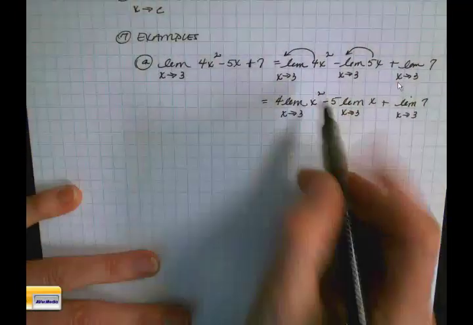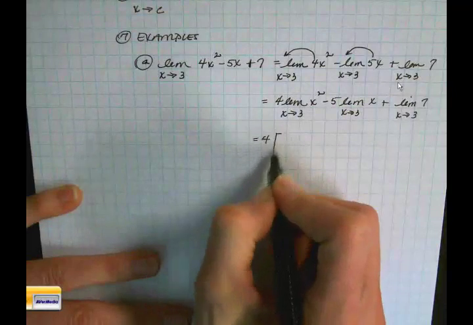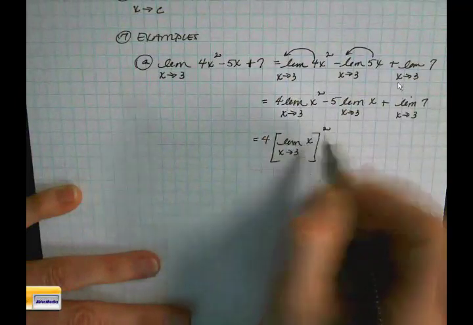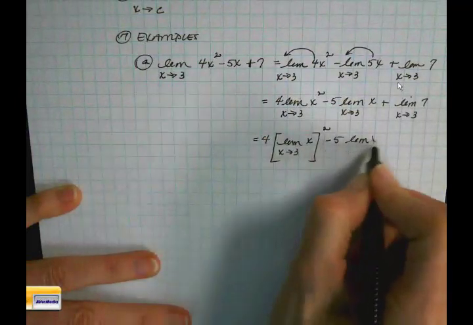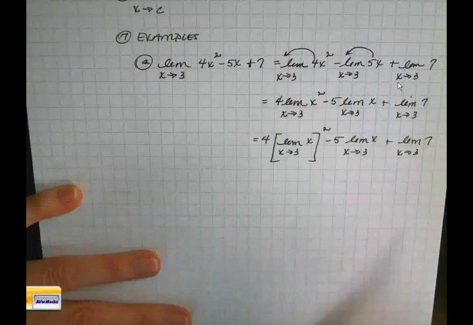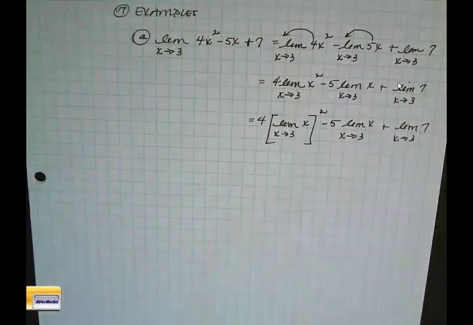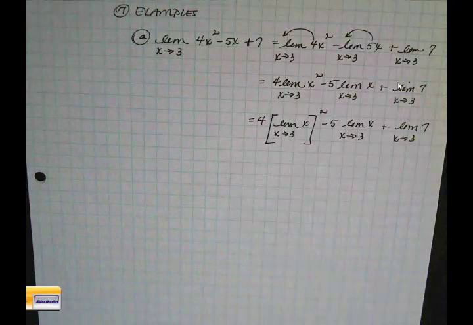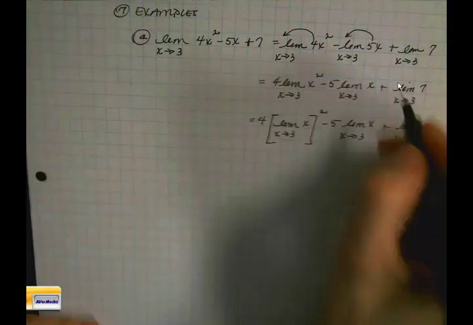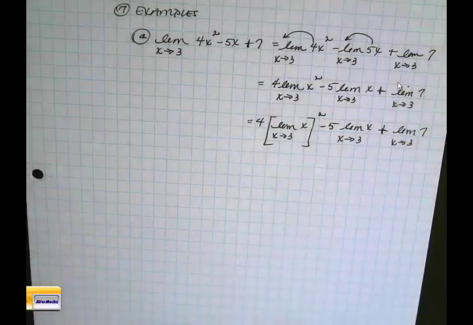Okay, so now we have one being squared. So now we can say this is 4 times the limit of x as x is approaching 3, all squared. Okay, so now we have used every possible limit law that can be applied to this particular function. Give y'all a minute to catch up. If I get too far ahead of you, don't hesitate to say something.